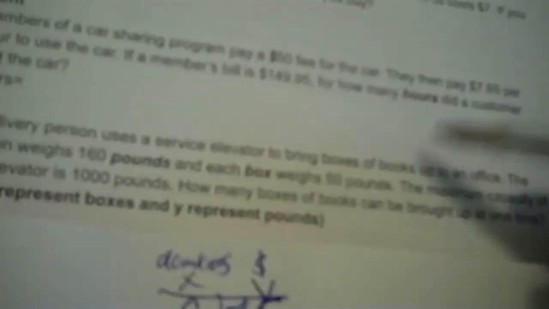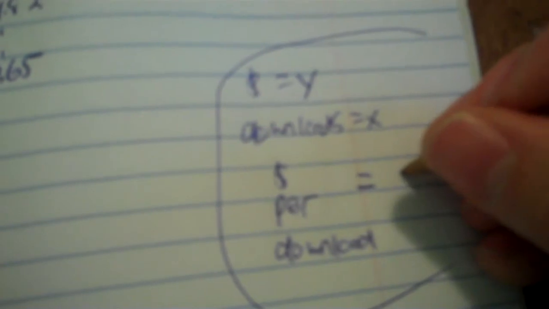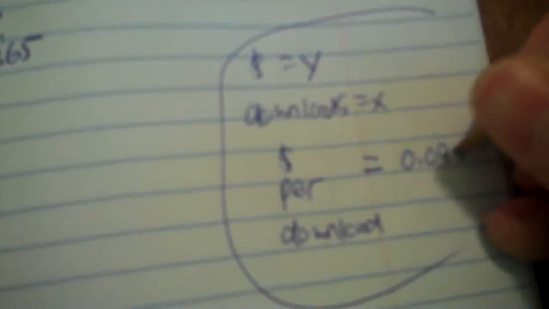So make your boxes. Again, that negative is kind of tricky. I don't think it happens on your assignment, but on the two problems here, I think it'll be positive on top, but yeah. Okay, so dollars and downloads. Downloads is X, dollars is Y. So dollars per download, dollars per download's 9 cents, so 0.09x is your rate of change.